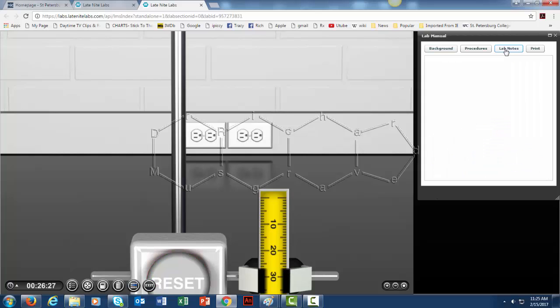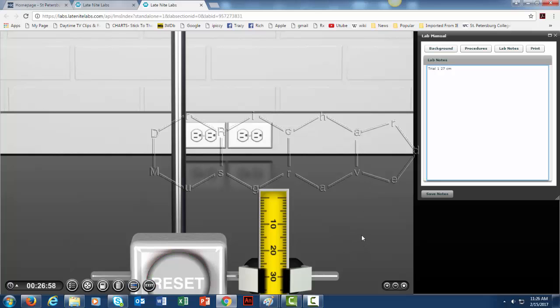I go to my lab notes, and I type in trial 1, and that would be 27 centimeters. And I can do this for all my different trials, and that's what you guys will do as well. You'll go in and you'll put all this information in, so that when you go write your lab report, you'll have the information you need.